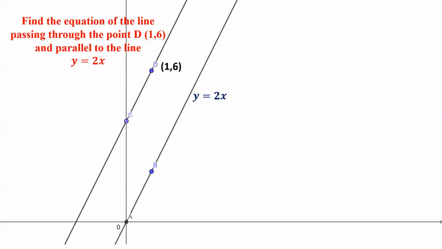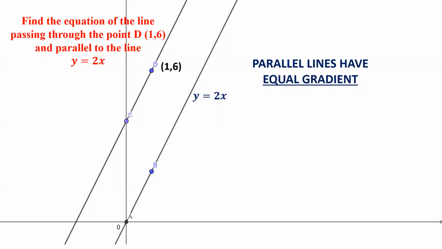Let us consider this example. Find the equation of the line passing through the point D with coordinates 1, 6 and parallel to the line y is equal to 2x. We know that parallel lines have equal gradients, which means that because the gradient of the first line is 2, the gradient of the second line is also equal to 2.